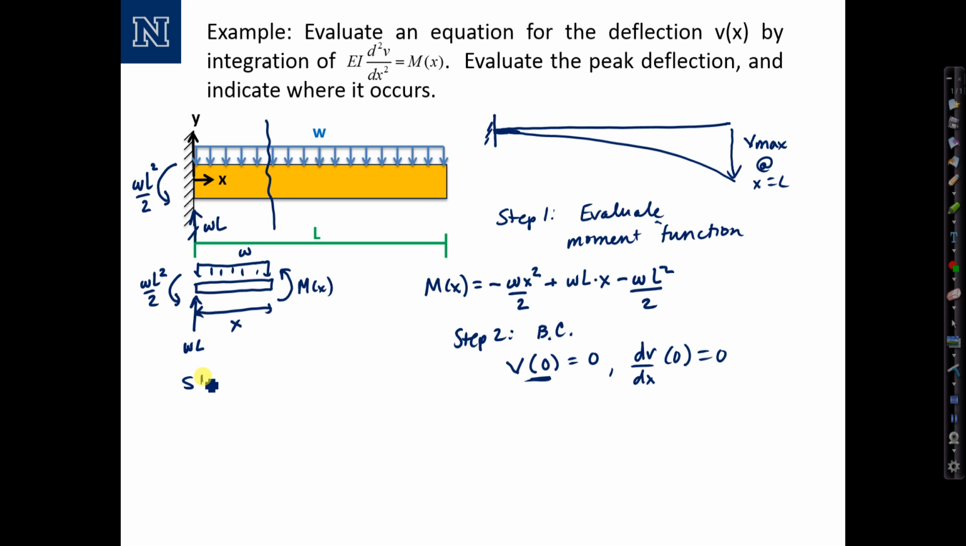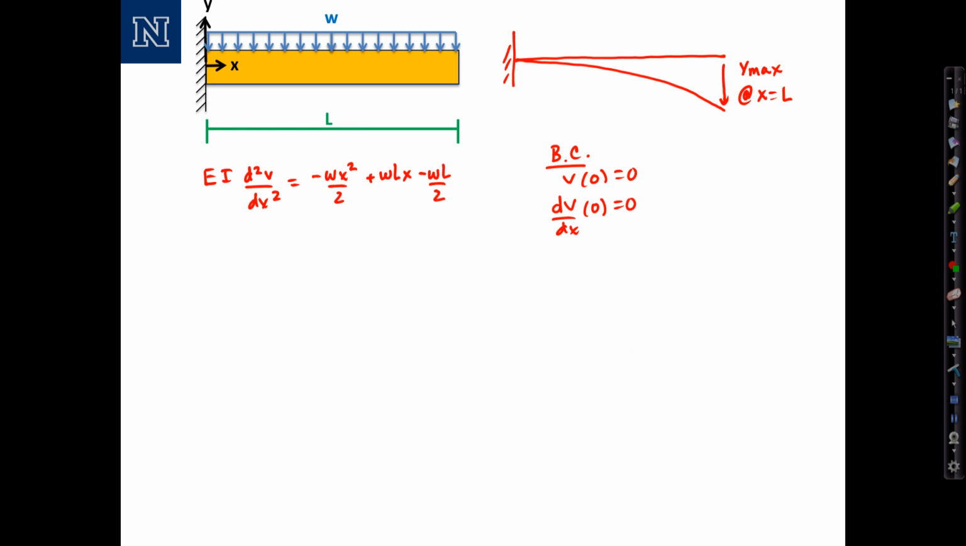Now we're ready for the third step, which is to integrate. And we'll apply the boundary conditions to determine the constants of integration. So we have the second order equation, EI d squared v by dx squared equals m of x, substituting what we found for m of x, negative wx squared over 2 plus wl times x minus wl squared over 2. Let's flip over to the next slide and we'll integrate that.